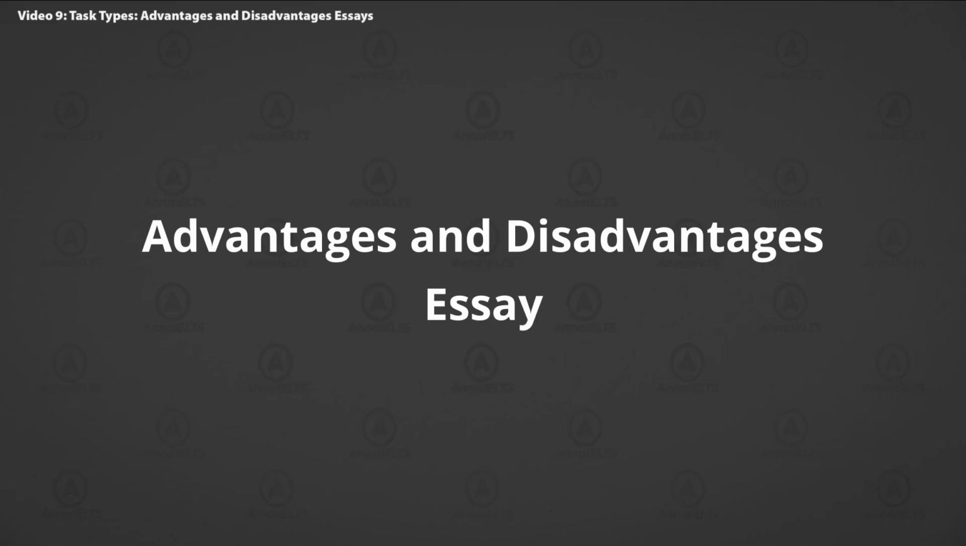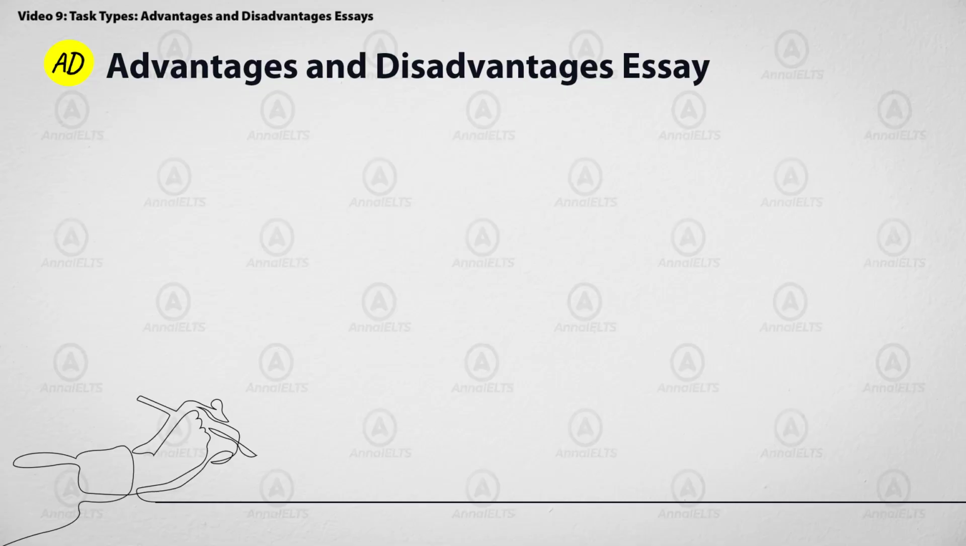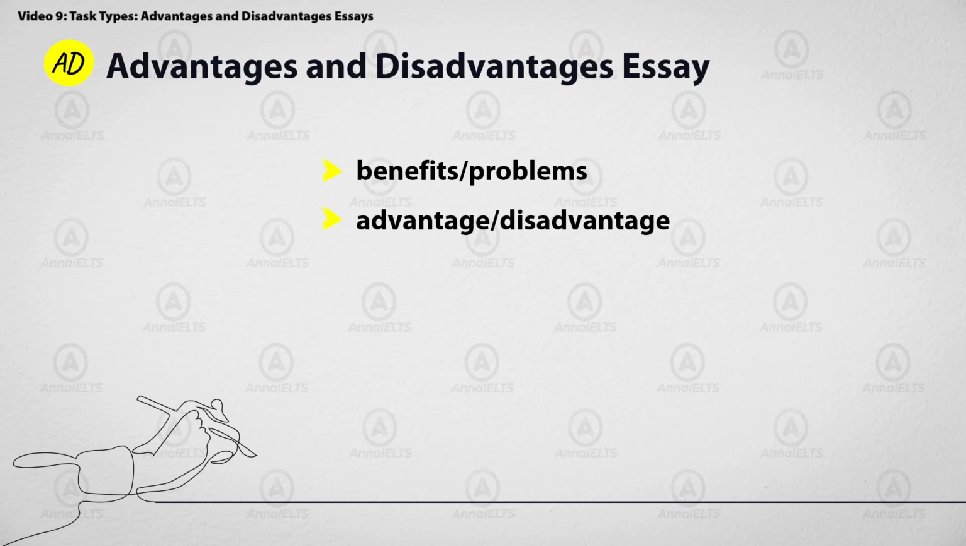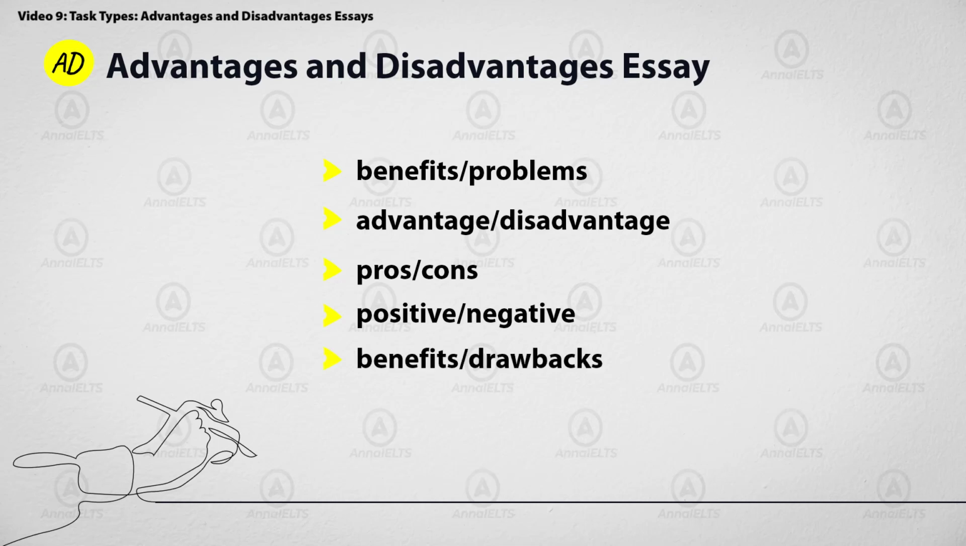The third type of IELTS writing task 2 is called advantages and disadvantages essay, which is easy to spot as the following words always appear in the question task: benefits, problems, advantages, disadvantages, pros, cons, positive, negative, drawbacks.